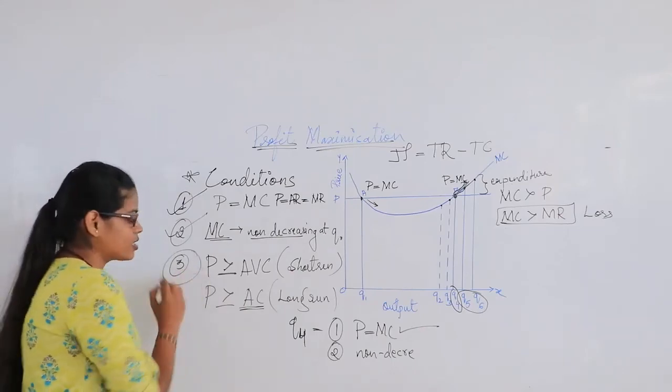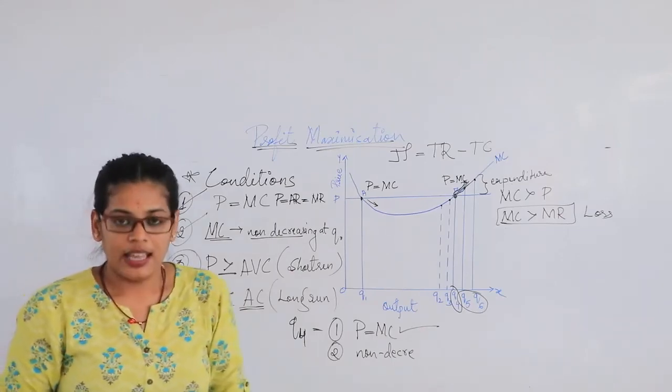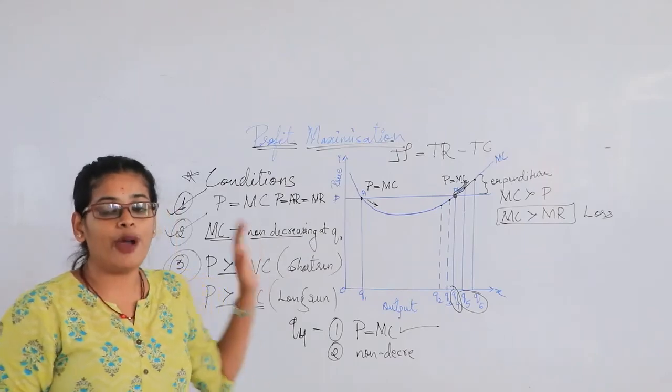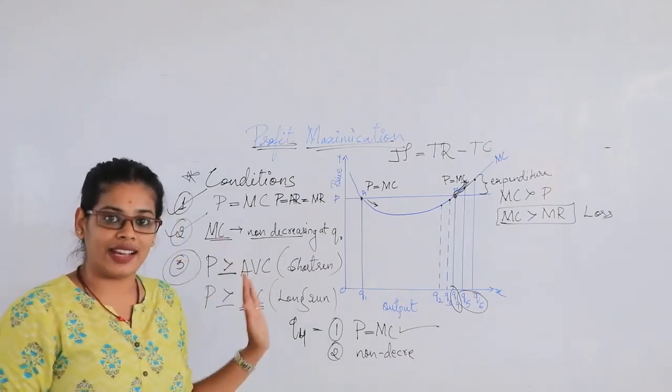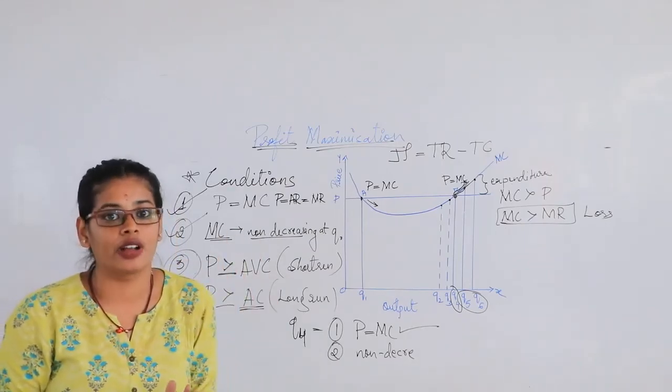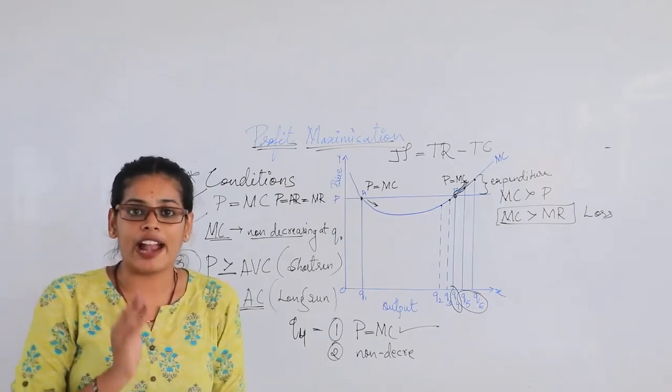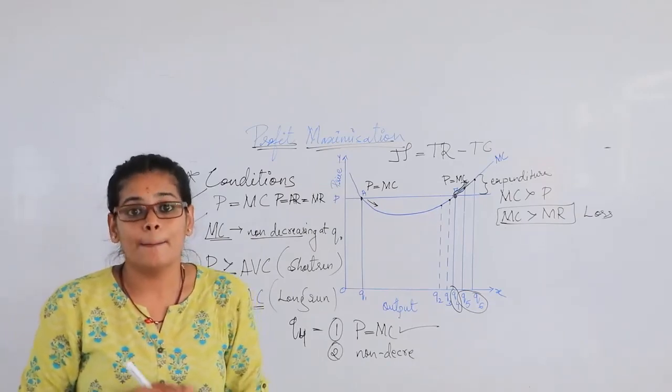This third condition, we will look into in the next video class. I hope you have understood the first condition and the second condition, and how they work when we are talking about the level of output at which the firm is going to make its maximum profit.